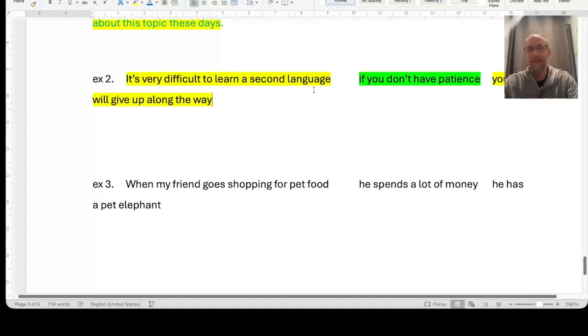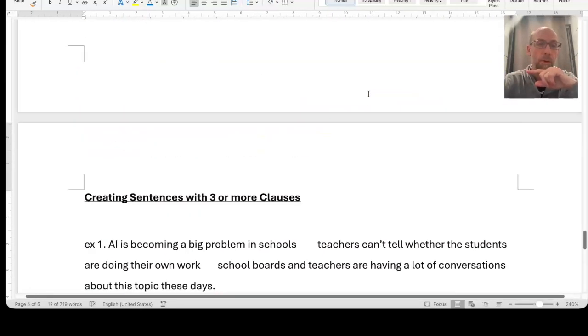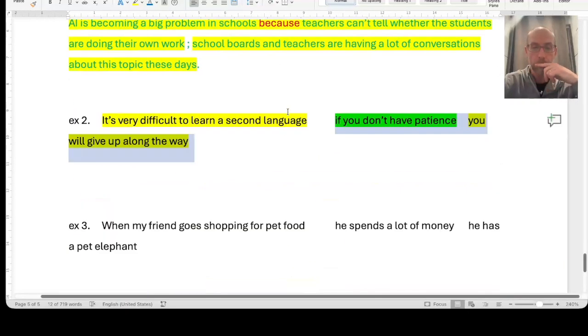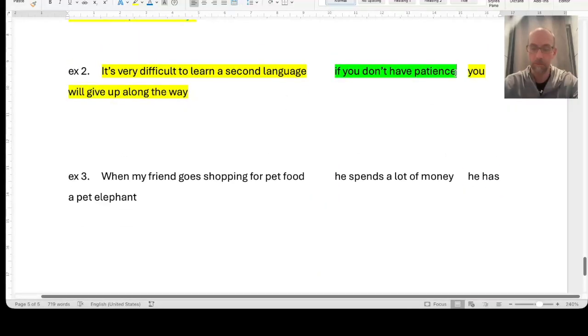I think maybe we need to deal with the second and the third one first. It's almost like if you don't have patience, you'll give up. And then it's very difficult to learn a second language. I think we want to deal with these two first. If you don't have patience, you'll give up along the way. So we have a dependent clause first, independent clause second, green and yellow. So we go up to our things. Green first, yellow second. We put a comma between them, right? So let's do that. If you don't have patience, you'll give up along the way.